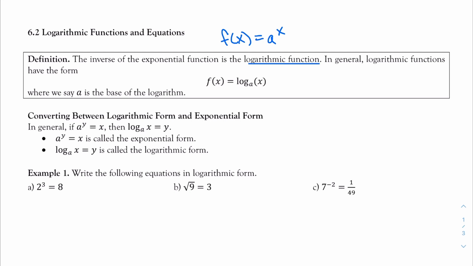So more importantly, why do we care about our log functions? Well, to understand this, we first must understand the relationship between the log and the exponential, or how to convert between them. In general, if I have the form a to the y power is equal to x, then I'm allowed to write log base a of x is equal to y. If I have a to the y is equal to x, we call this our exponential form. If we have log base a of x is equal to y, we call this the log form or logarithmic form.